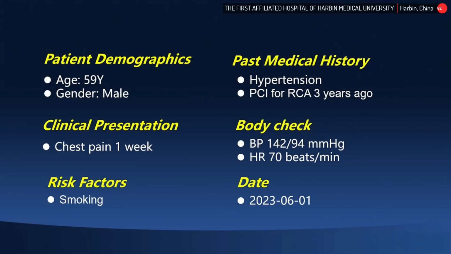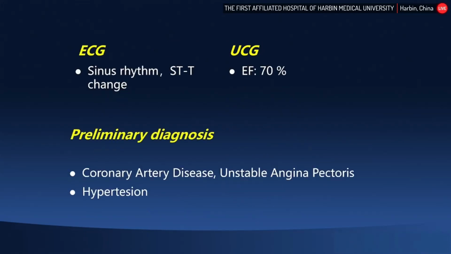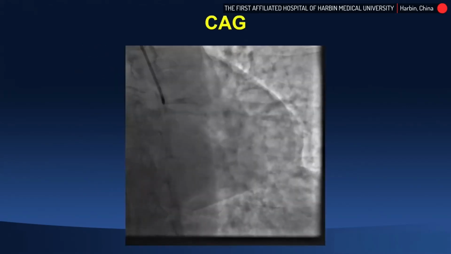In the physical examination, we can see that the hypertension is not well controlled, with a blood pressure of 140 over 94 millimeters of mercury. Let's check the laboratory data: he also suffers from hyperlipidemia, so we have this patient on medication control. ECG demonstrated sinus rhythm with ST segment depression in the anterior leads. Ultrasound indicated normal heart function and structure. So our preliminary diagnosis for the patient is coronary artery disease, unstable angina pectoris, and hypertension, etc.